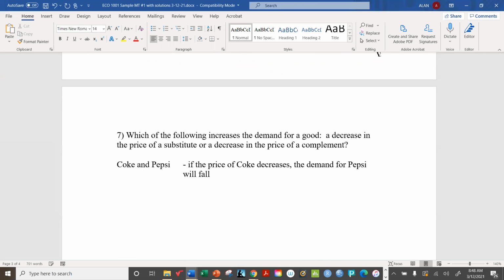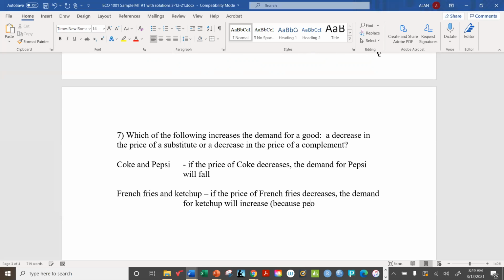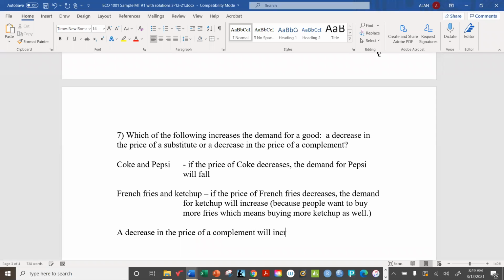Okay, what about, I don't know, French fries and ketchup? If the price of French fries decreases, the demand for ketchup will increase. And that's because people want to buy more fries, which means buying more ketchup as well. So the correct answer is a decrease in the price of a complement will increase the demand for a good.